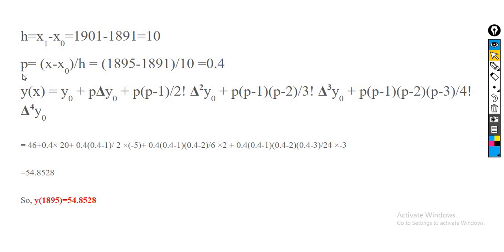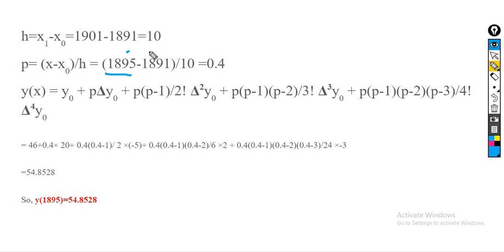Now you need to calculate what is p. So x minus x0. You know the first value x0, and we are going to consider x as 1895. So p is x minus x0 divided by h. These values are already calculated. Put this back in the equation. Now x is 1895, so you are calculating p with respect to 1895. Put it back and you will be able to calculate this. The calculated value is around 55, so 54.8. So your predicted value around 1895 is 54.85. So this is the process by which one can calculate forward difference.